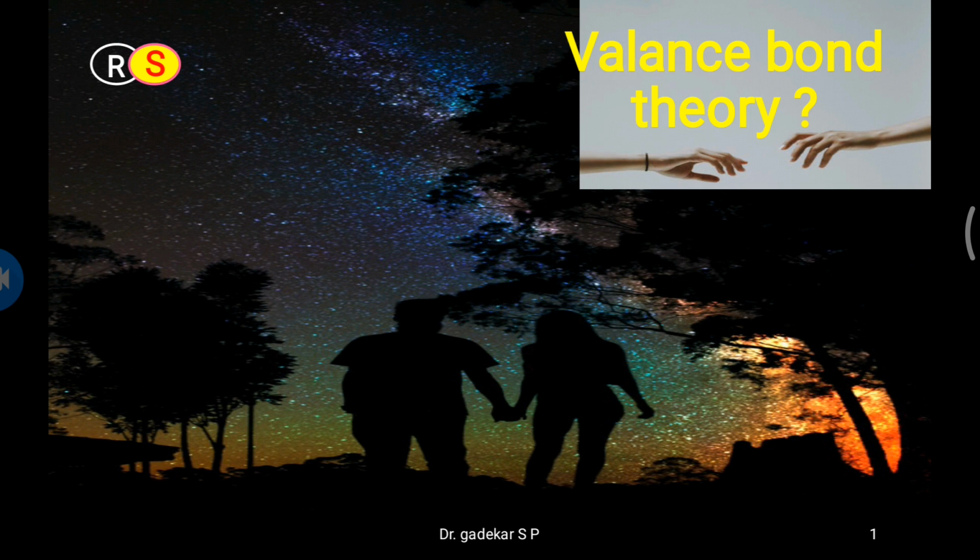Today we are going to learn valence bond theory, VBT, the Heitler-London theory. We will also discuss the Pauling-Slater theory with the help of valence bond theory. In the last lecture we discussed polarizing power and polarizability with the help of Fajan's rule.